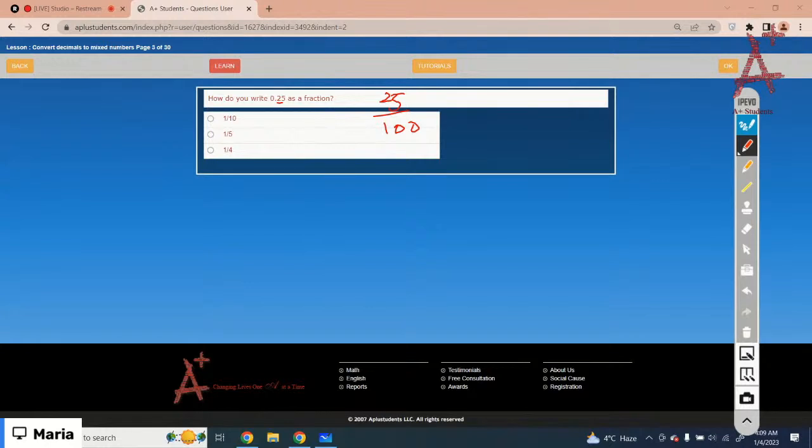Got it? Yes, we can divide them by 25. 25 times 1 is 25 and 25 times 4 is 100. Got it? So the correct option is 1 over 4. Just select the correct option and click on the OK button.